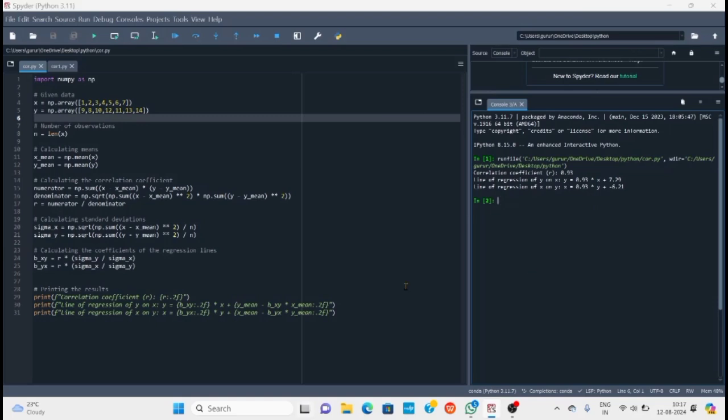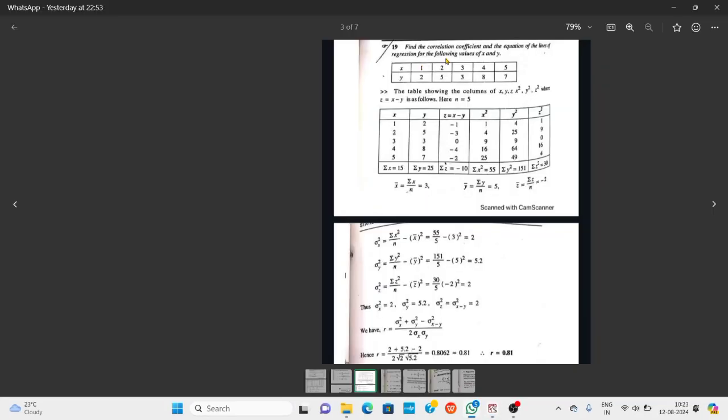So we will look at another problem to find the correlation coefficient and equations of lines of regression, which has x values and y values. We will find x values, y values, z is equal to x minus y, x square values, y square values, and z square values. We have summation of x, summation of y, summation of z, summation of x square, summation of y square, and summation of z square. We'll find the mean of x, mean of y, mean of z.